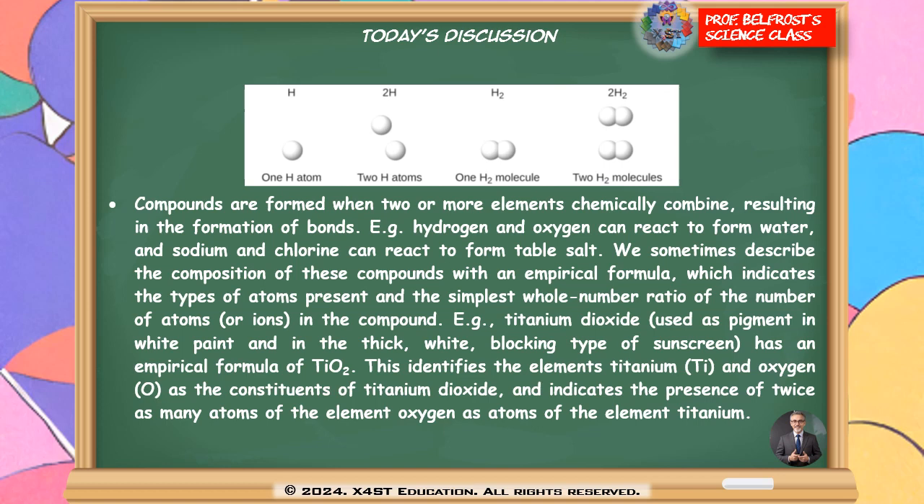We sometimes describe the composition of these compounds with an empirical formula, which indicates the types of atoms present and the simplest whole number ratio of the number of atoms or ions in the compound. For example, titanium dioxide has an empirical formula of TiO2, and this identifies the elements titanium Ti and oxygen O as the constituents of titanium dioxide, and it indicates the presence of twice as many atoms of the element oxygen as atoms of the element titanium.